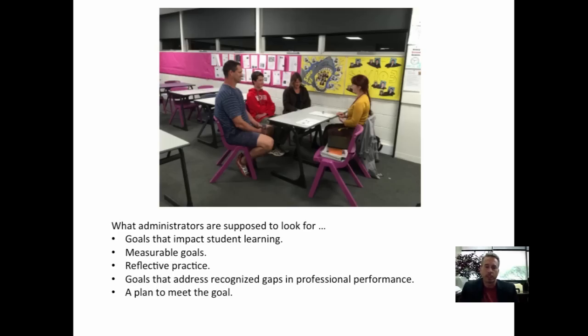What an administrator is going to look for is to make sure that your goals are aligned with impacting student learning, that these goals are measurable, that they indicate a reflective practice on the part of the teacher, and that through this reflective practice you're addressing whatever gaps in professional performance need to be addressed, and that you have a plan in place to meet the goal.